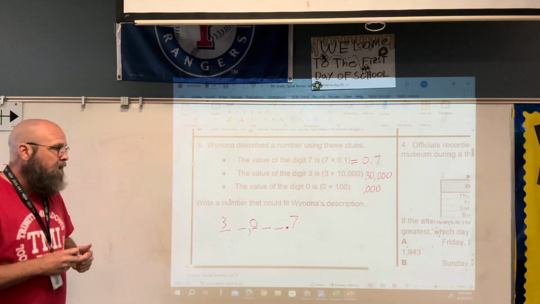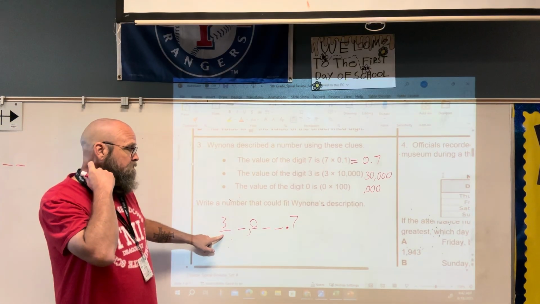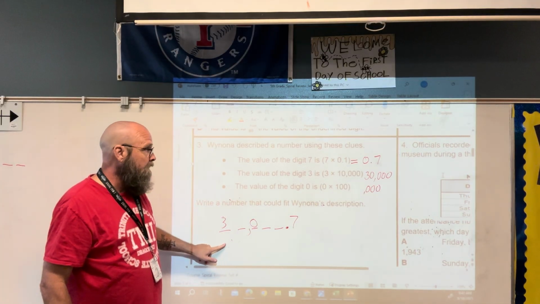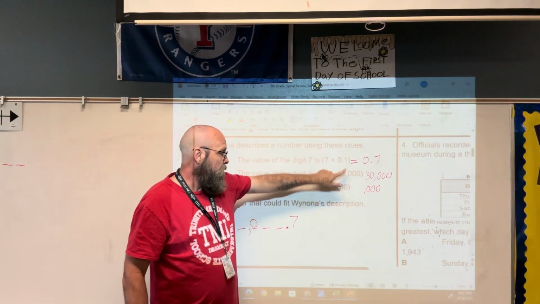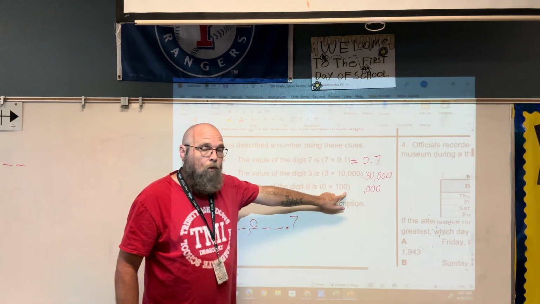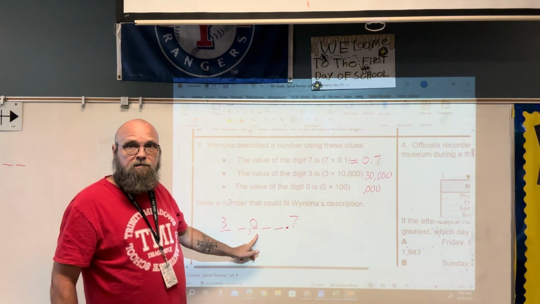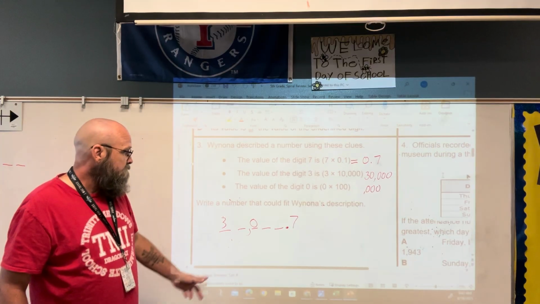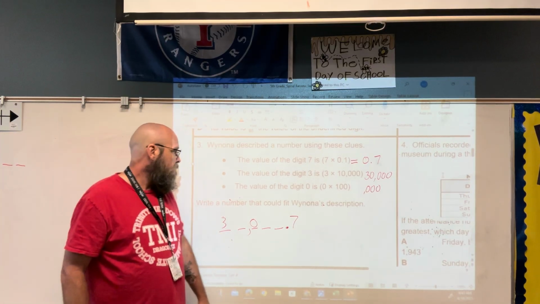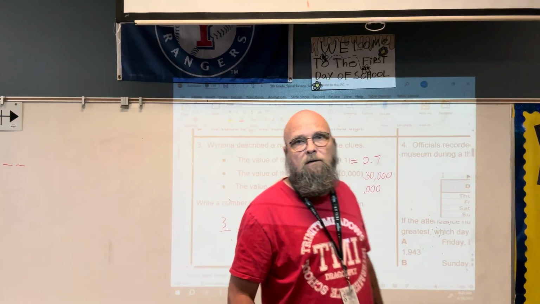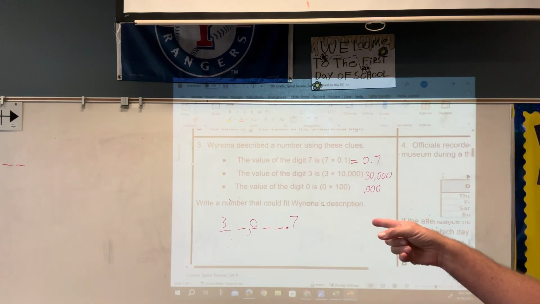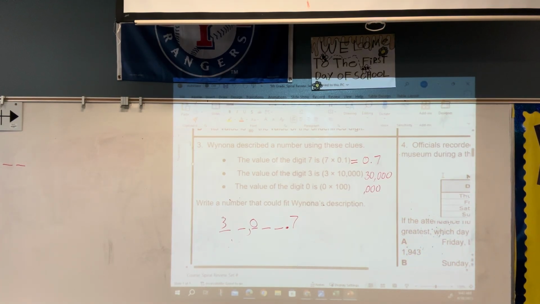So if you put any number that had a 3 in the 10,000s place, because I have 30,000, 7 in the tenths place equals 7/10, and 0 in the hundreds place equals 0 hundredths. So I could put any digits in there that would work. Most of you probably put zeros in there because you didn't write a number that could fit her description, and you didn't have to put exactly what it was. You could have put any number you wanted as long as it had a 3 in the 10,000s place, a 0 in the hundreds place, and a 7 in the tenths place.